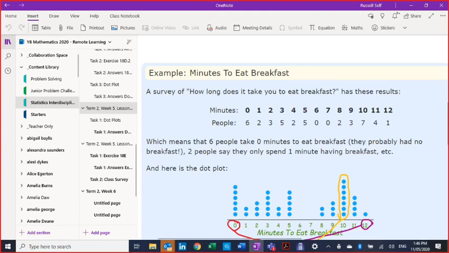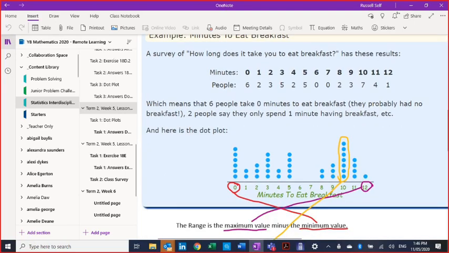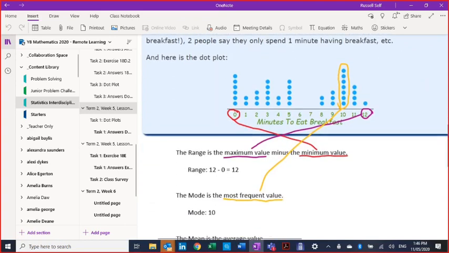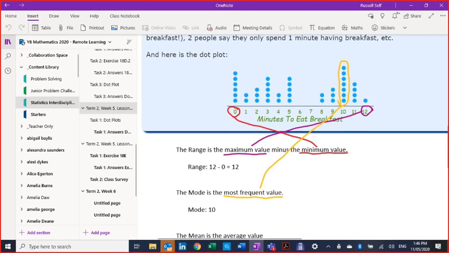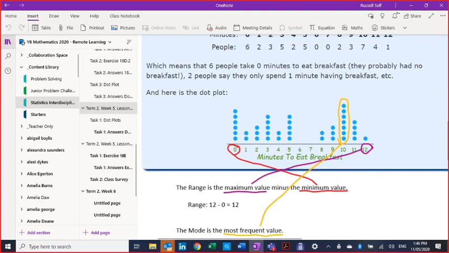And again, yeah, they say that. So 6 people said 0 minutes to eat breakfast, which probably means they just didn't eat breakfast. But what about the 2 who answered 1 minute? What did they have for breakfast? Yeah? Okay. Probably ate a waffle. Well, that's some quick chewing, even for something simple like that.